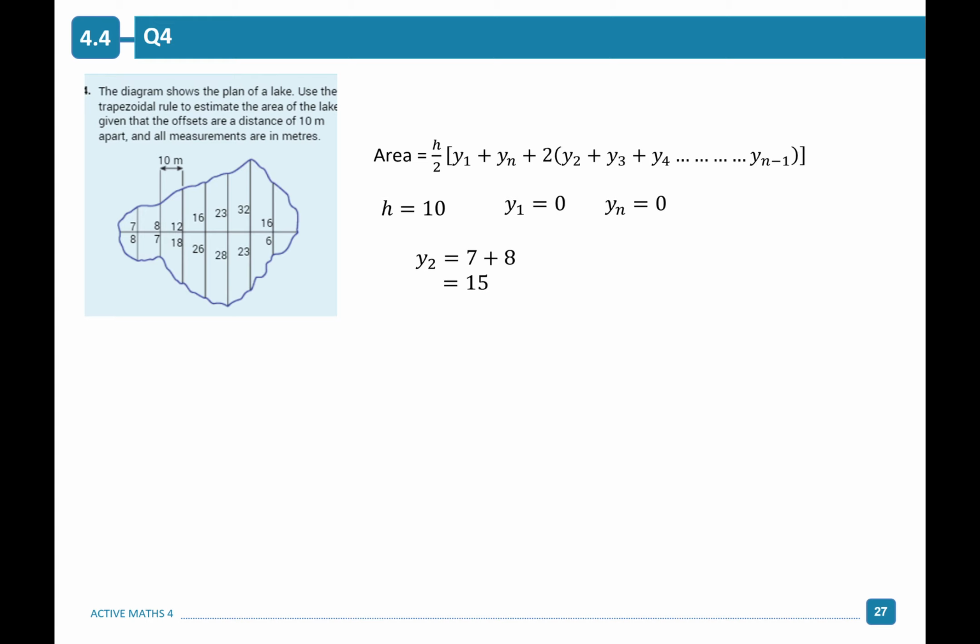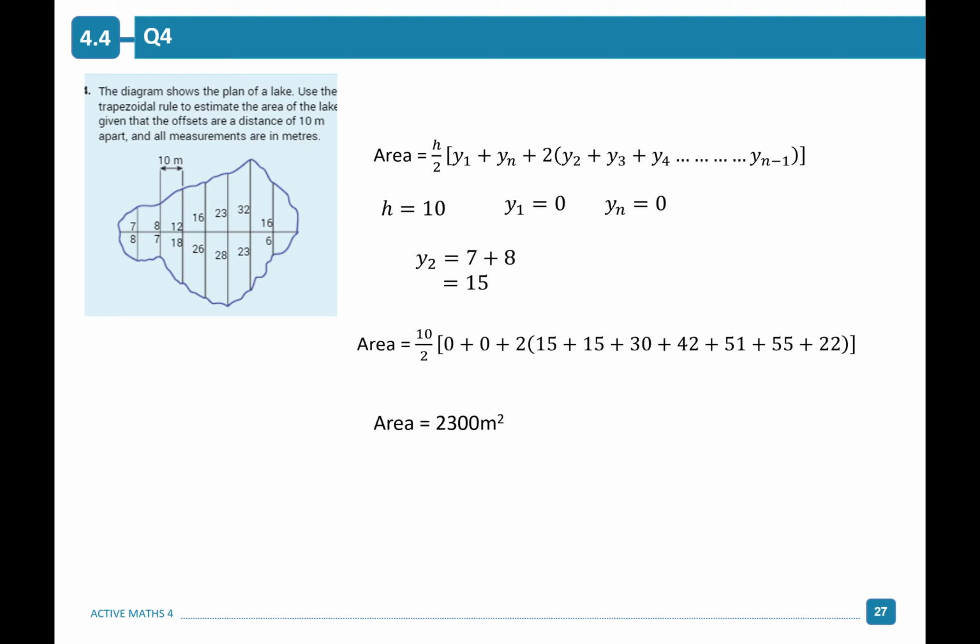So let's substitute our values into our formula and find our area. Our area is equal to 10 over 2 times 0 plus 2 times all of your heights in between, which are 15 plus 15 plus 30 plus 42 plus 51 plus 55 plus 22. And putting this into our calculator, we get our area of 2,300 meters squared.